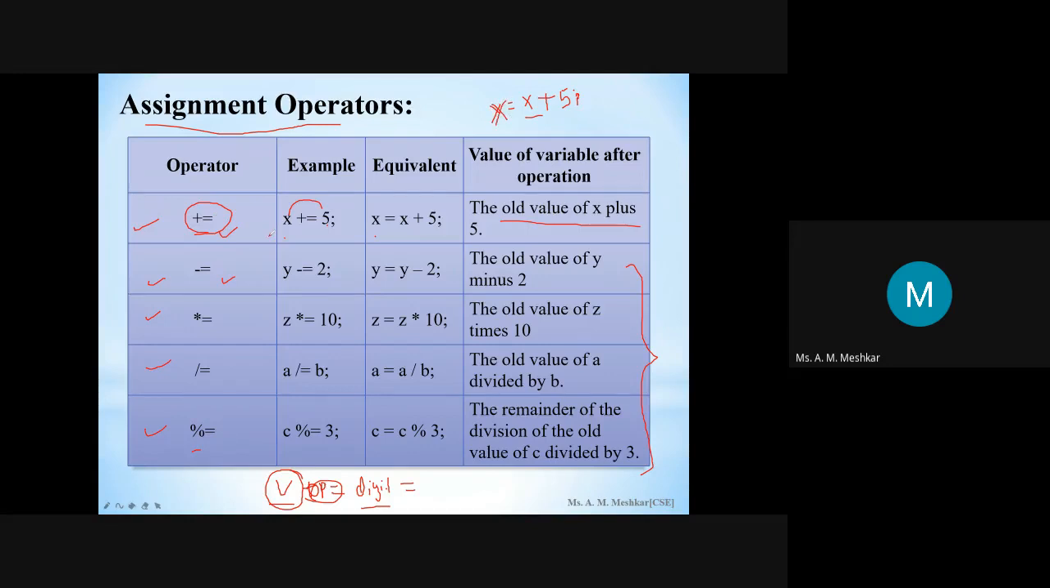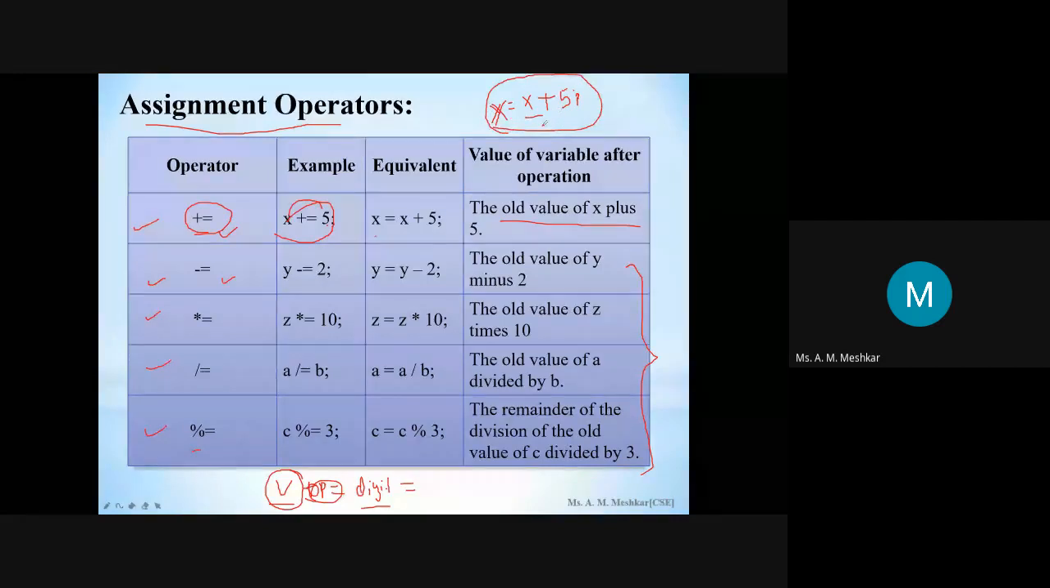See, in the statement x plus equals to 5, this is shorter, easier to read, and we have not repeated the x. But in this other statement you have to write the complete thing, x is equals to x plus 5. So there are certain advantages that you should keep in mind and must use this type of operator in your expressions.